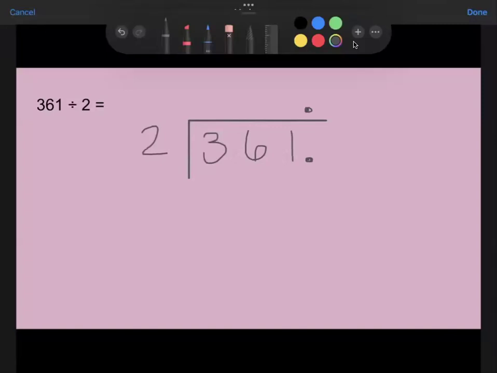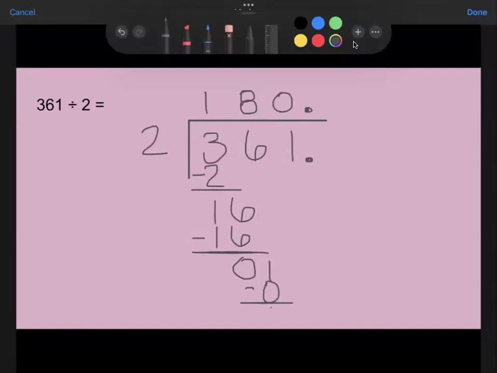So 2 goes into 3 once, which is 2. Subtract that, get 1 left over, bring down the 6. 2 goes into 16 8 times. So 8 times 2 is 16. Subtract that, 0 left over. Now, while I don't have a remainder, I'm not quite done yet. So I have to bring down the 1. 2 does not fit into 1, or you could say it fits in 0 times. 0 times 2 is 0. 1 left over.